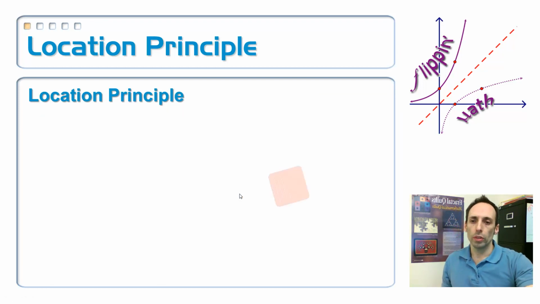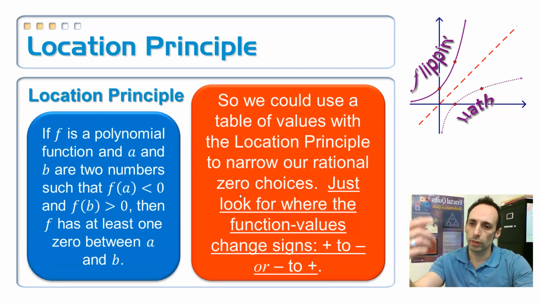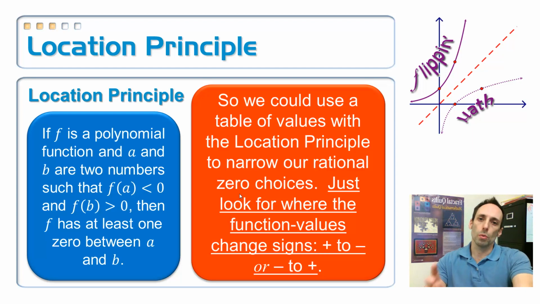So with the location principle, oh wow, this thing is going to be animated one more time. It's what happens when you copy and paste. So basically, with the location principle, I'm usually given a table of values.